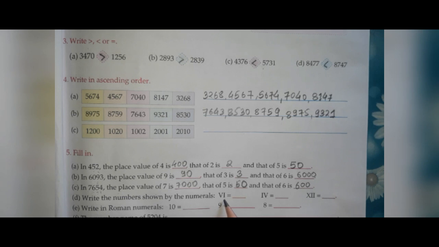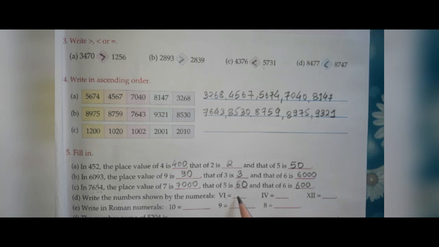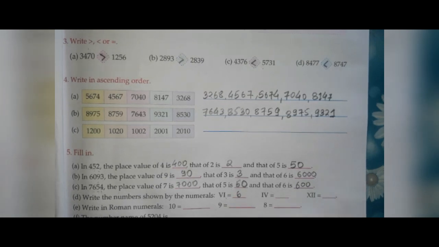So the smaller number is at the left side, 1 is on the left side of 5. So it will get added to the greater number. 5 plus 1 is 6. So the Roman numeral for it will be 6.